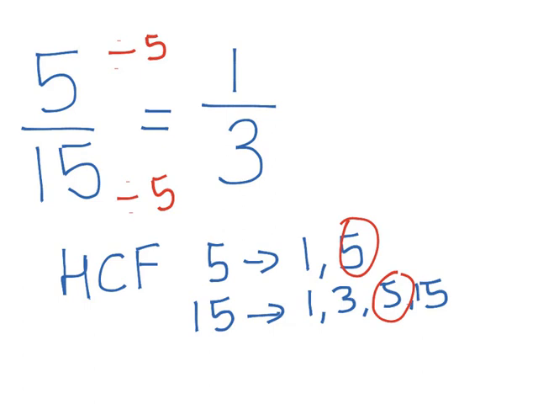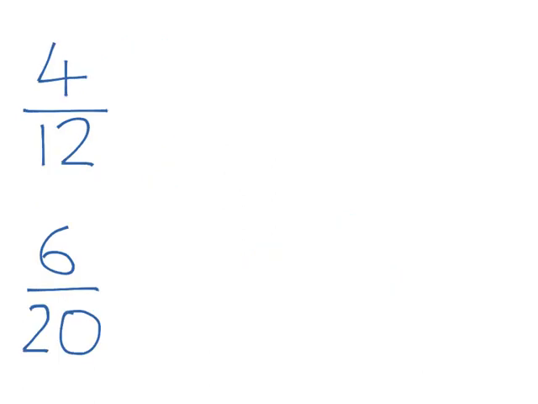Let's try another one. Here we have 2 more examples. We want the biggest number that we can think of that goes into 4 and 12. Now I know it's not the biggest number, but I know that 2 goes into both of these because it's even. So we can start by dividing by 2. 4 divided by 2 is 2. 12 divided by 2 is 6. That's still not in its simplest form.